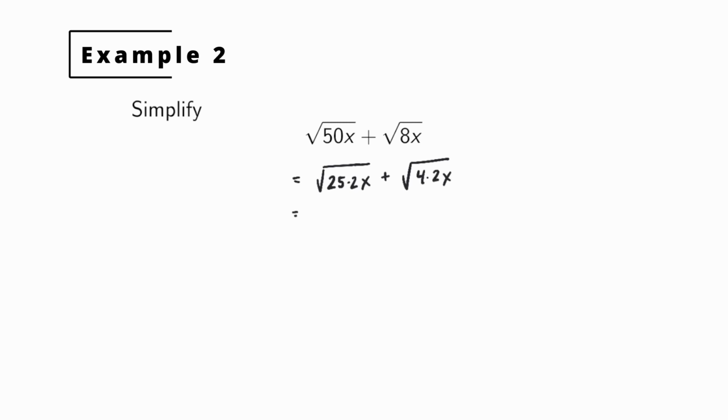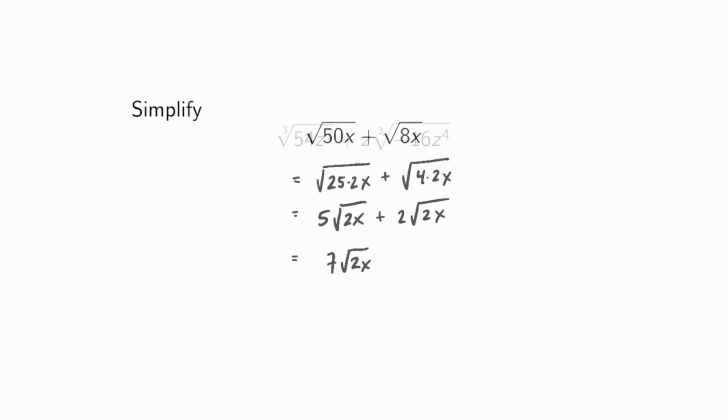And then we simplify this. The 25, we can pull out as a 5. Again, 5 is the square root of 25. So it's 5 times the square root of 2x. Plus, for the second term, we can pull the 4 out as a 2. So 2 times the square root of 2x. And we have 5 root 2x plus 2 root 2x. So that adds up to 7 root 2x.